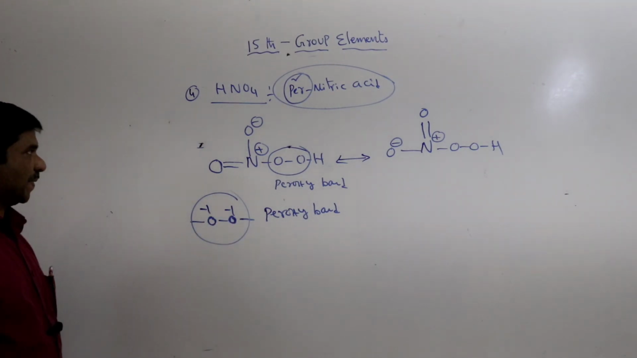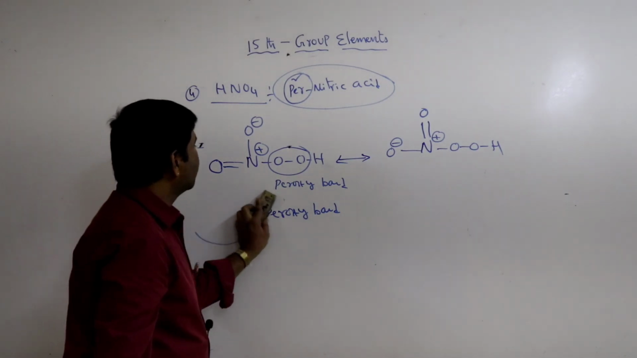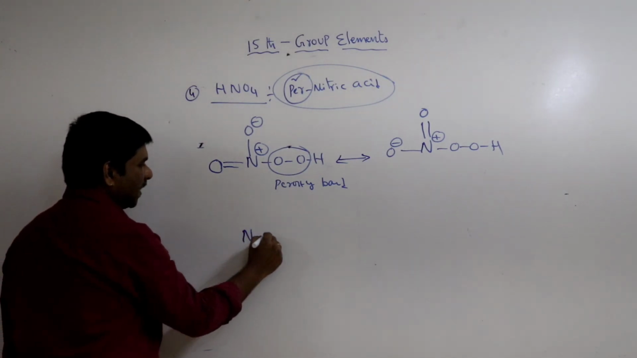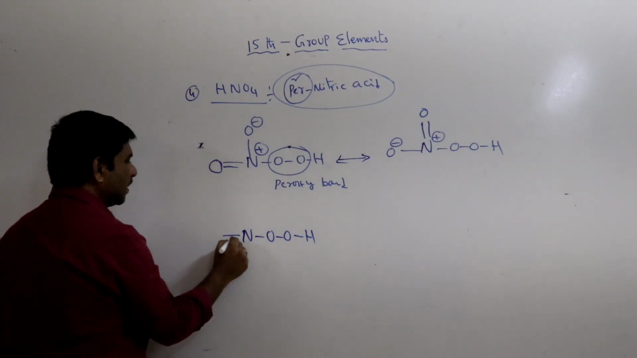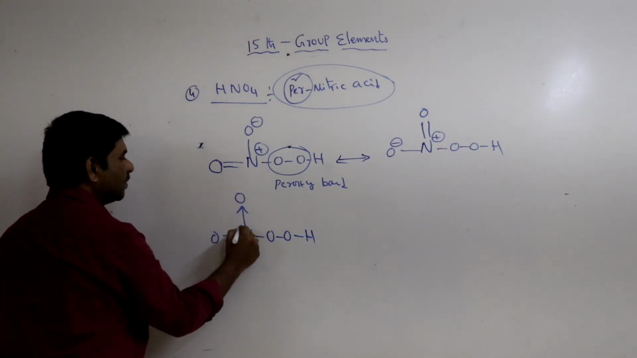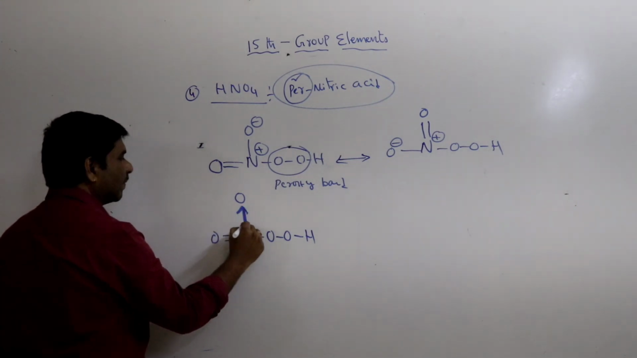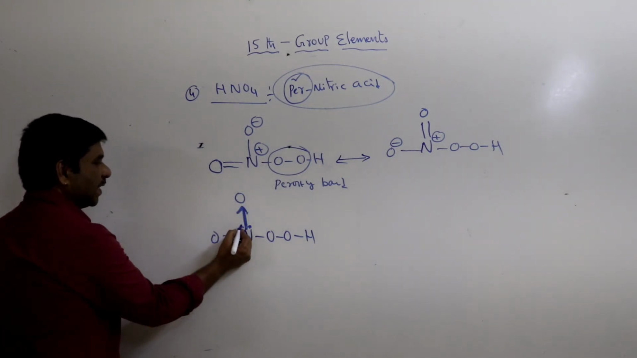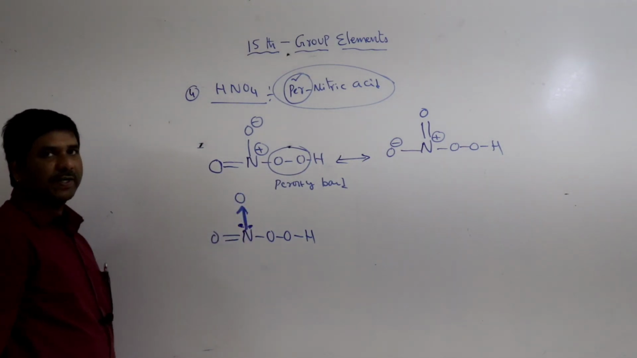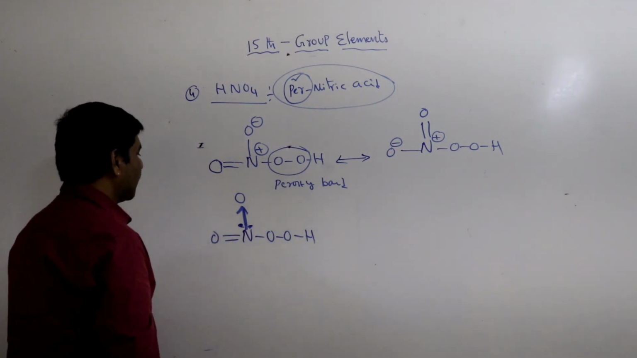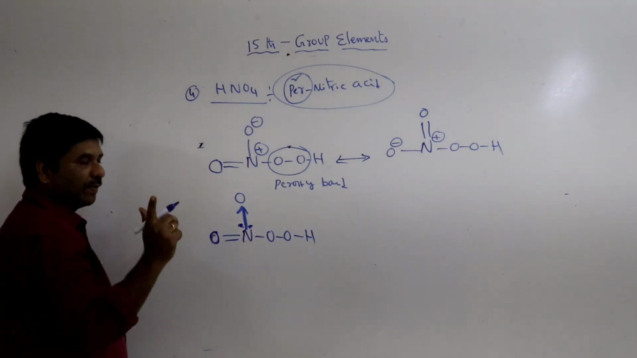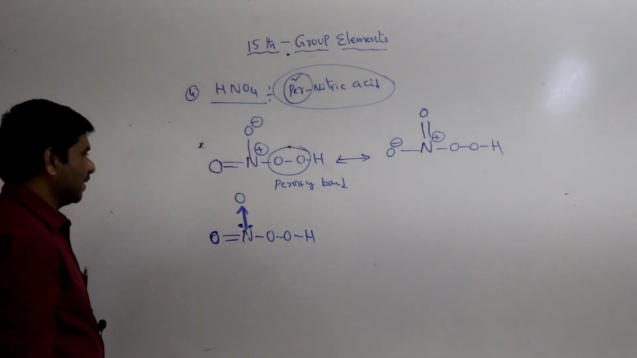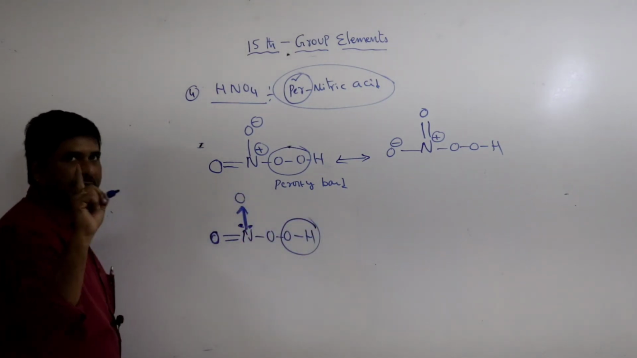Each is -1. When we observe this structure, it is written in a simple form as HOON double bond O. This one is a dative bond, an electron pair donor. Nitrogen, the electron deficient atom, transfers an electron pair to oxygen, so it is a dative bond. So N double bond O is one possible bond, the dative bond is another, and these three O bonds are peroxy bonds. An acid-base reaction is also possible here.